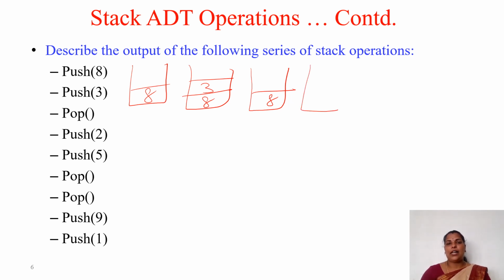Then I am pushing 2, so I have 8, 2. Likewise it goes on. So finally, if I perform pop and there is no element in the stack, and again I perform pop, that means an underflow condition occurs. So please try this one.